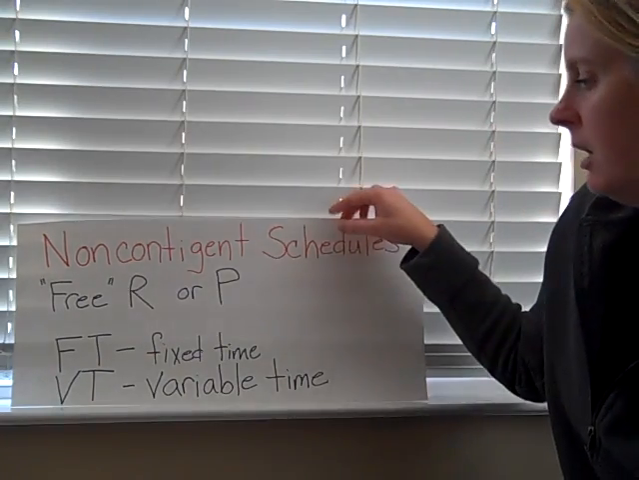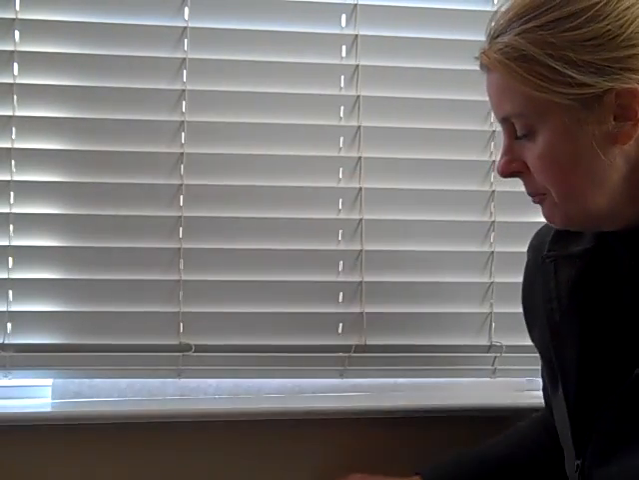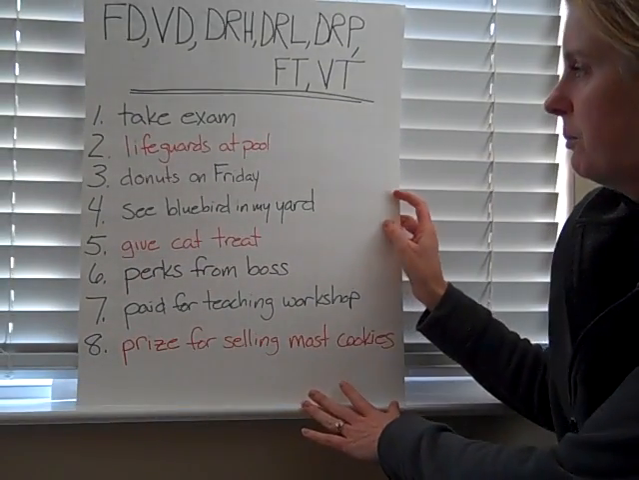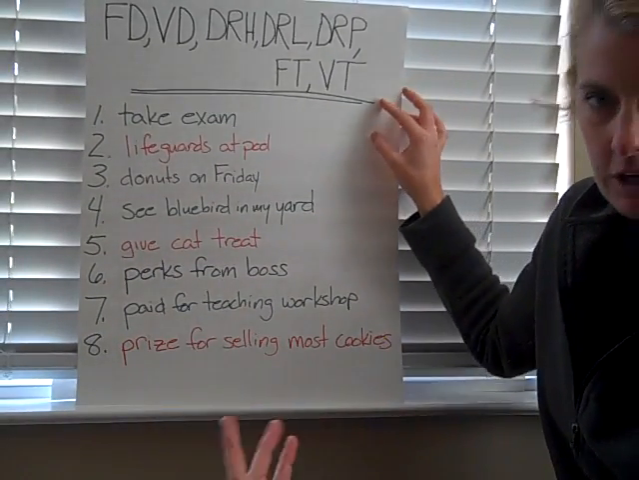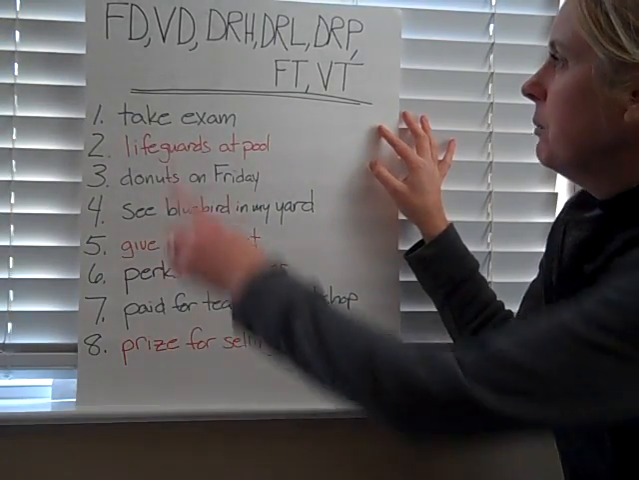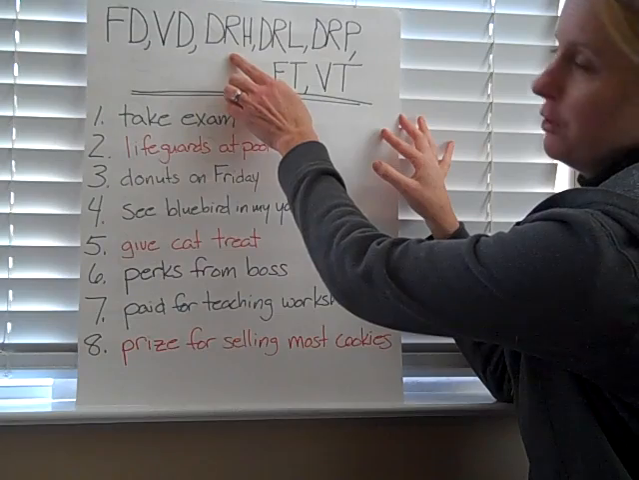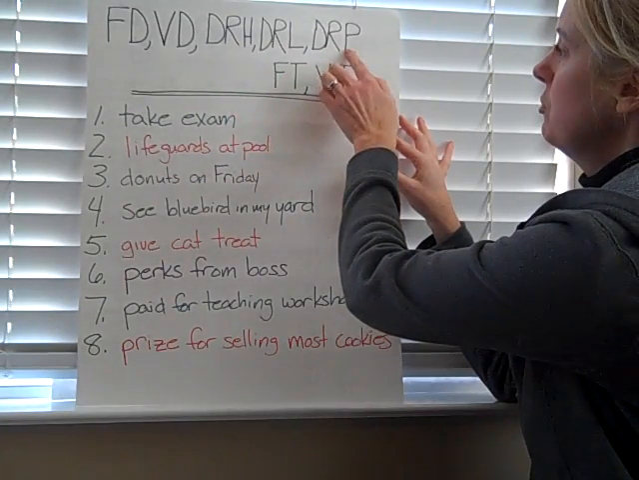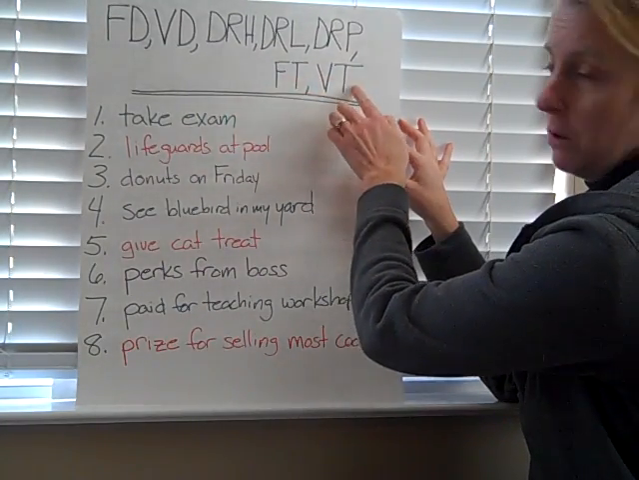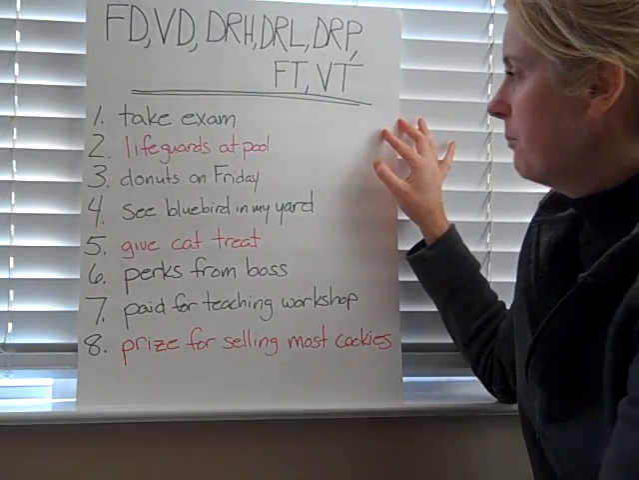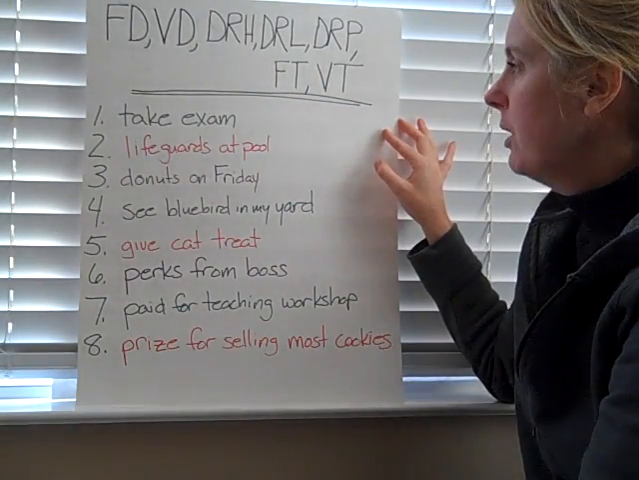Okay, so for your homework on Blackboard, there's going to be 8 examples, and we have 7 schedules, so one of them is going to be repeated. But here are your schedules: fixed duration, variable duration, differential reinforcement of high rates, low rates, paced responding, and the fixed time and variable time. These are the non-contingent. You didn't have to do anything to get the reinforcer. Okay, so your first example, I'll explain.